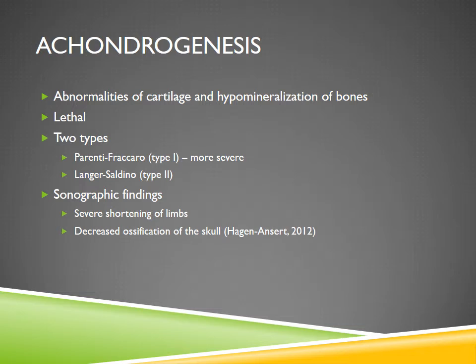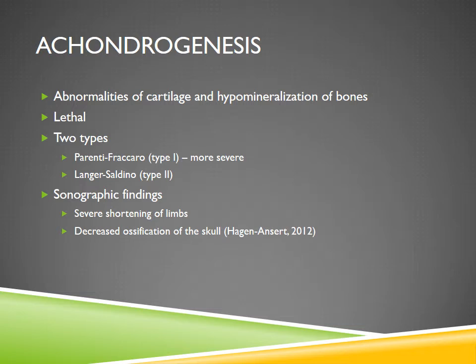Achondrogenesis is another rare but lethal skeletal dysplasia. It is caused by abnormalities of the cartilage and hypomineralization, which is similar in findings of osteogenesis imperfecta, and consists of 2 types, Parenti-Fraccaro, which is type 1, and Langer-Saldino, which is type 2. The most severe is type 1, and it is autosomal recessive.